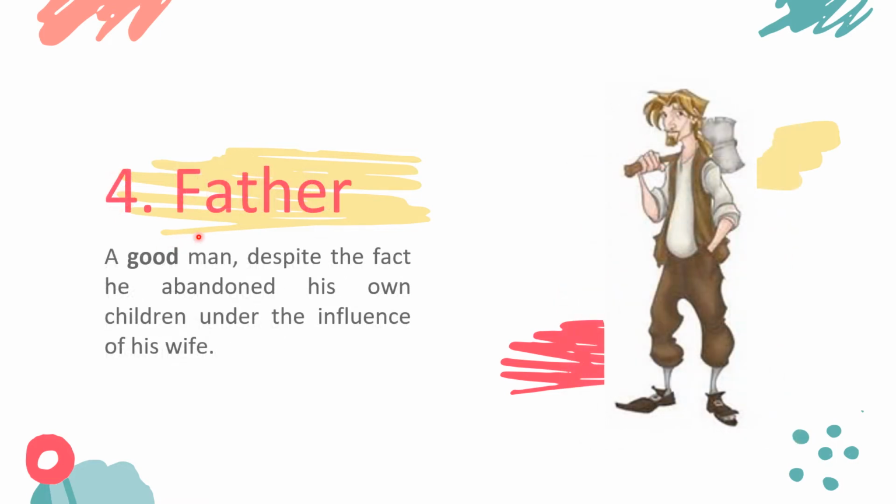Number 4, father. Okay, father is a good man despite the fact he abandoned his own children under the influence of his wife. Okay, father ni, ayah Hansel and Gretel ni adalah seorang lelaki yang baik, walaupun hakikatnya dia meninggalkan anak-anaknya sendiri di bawah pengaruh isterinya. Maksudnya isterinya telah mempengaruhi ayah Hansel and Gretel ni untuk meninggalkan anak-anaknya di dalam hutan. Tapi dia seorang lelaki yang baik sebenarnya.